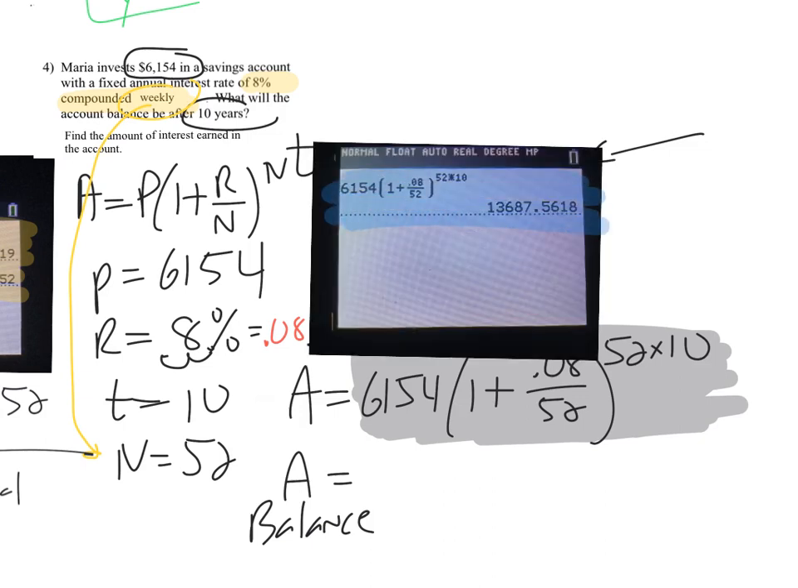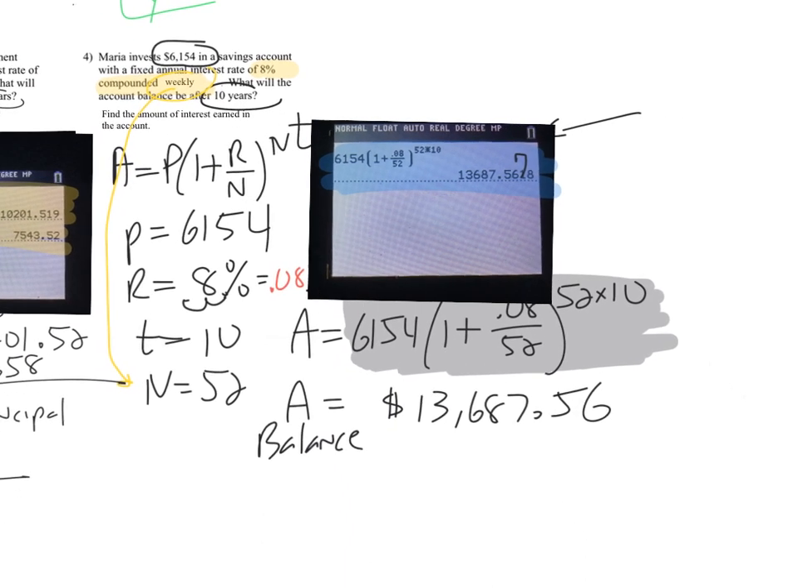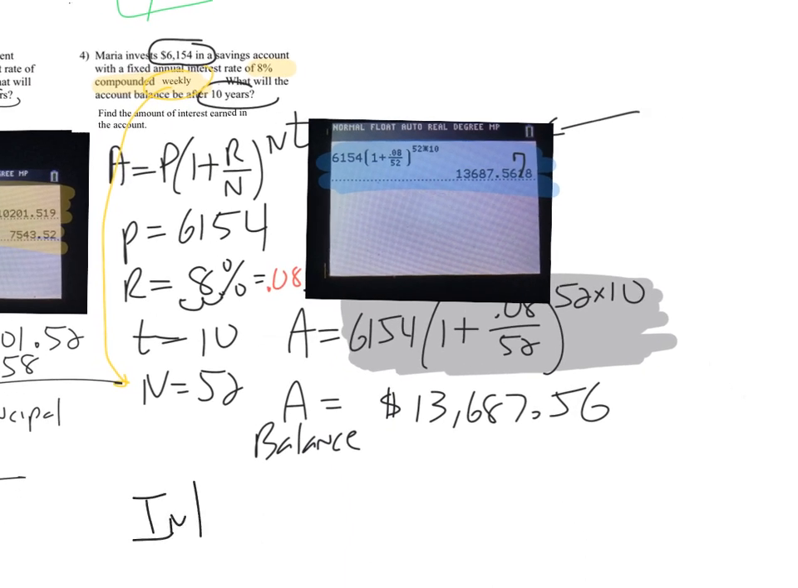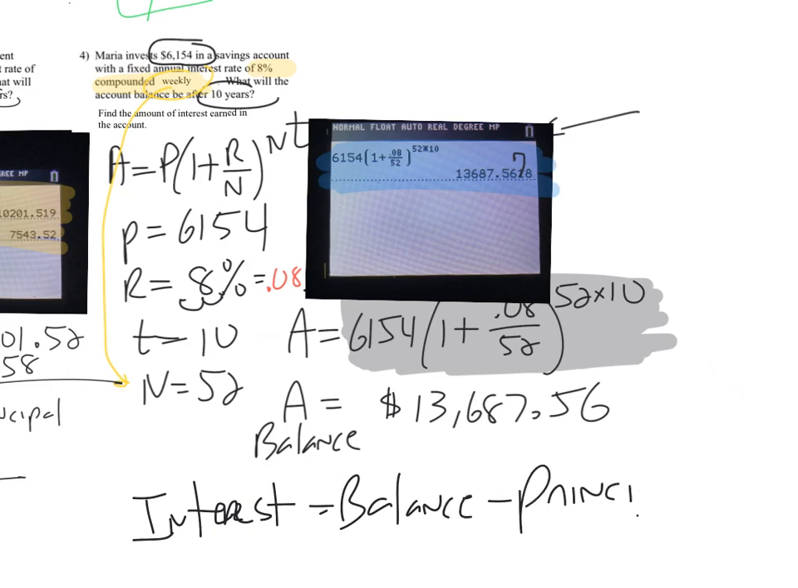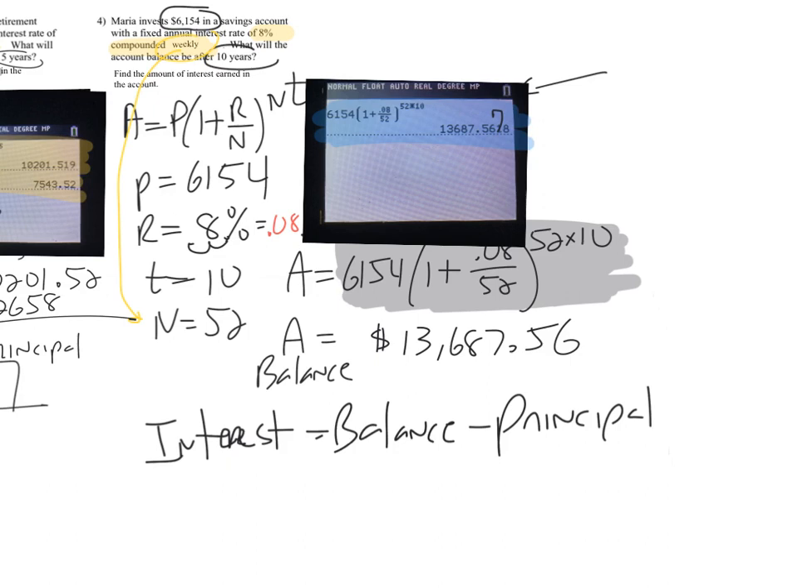So here our balance is going to be $13,687.56. So that's what the balance is going to be. And then the way we calculate the interest, how much extra money we make, we're going to take the balance and then subtract the principal, how much money was put in the account. So we're going to take the $13,687.56 and subtract the $6,154, and that's going to be what the interest is.